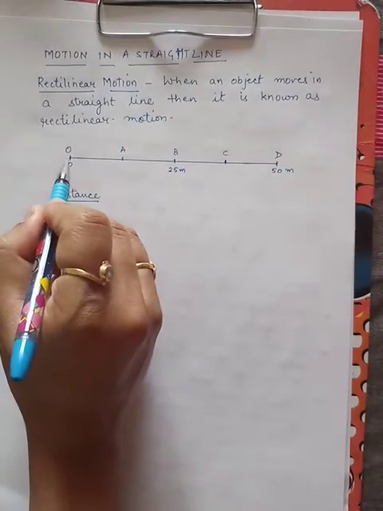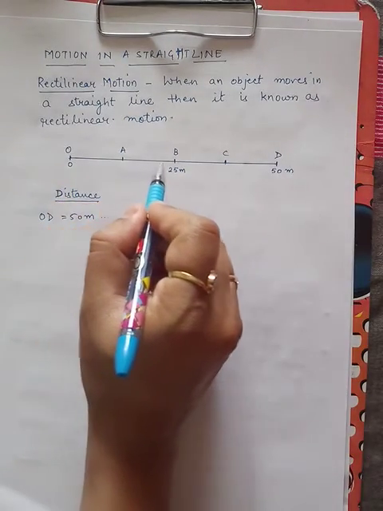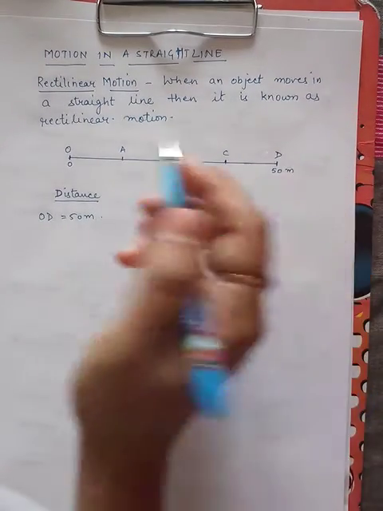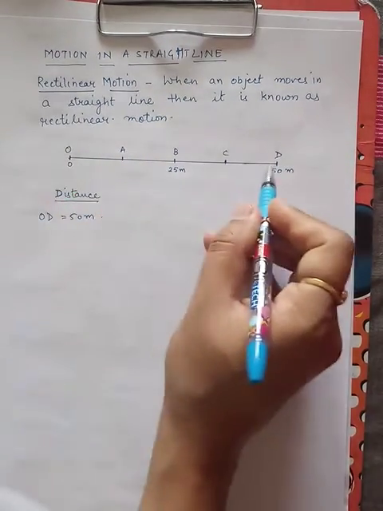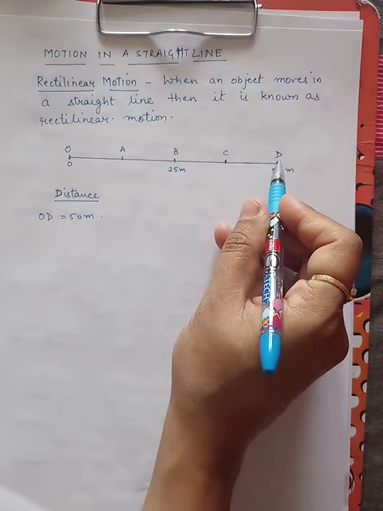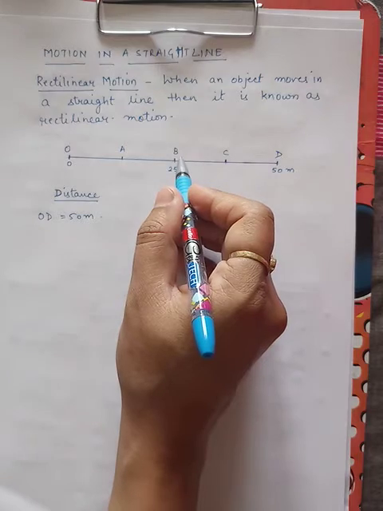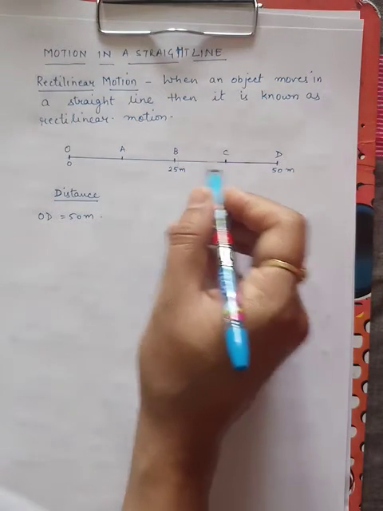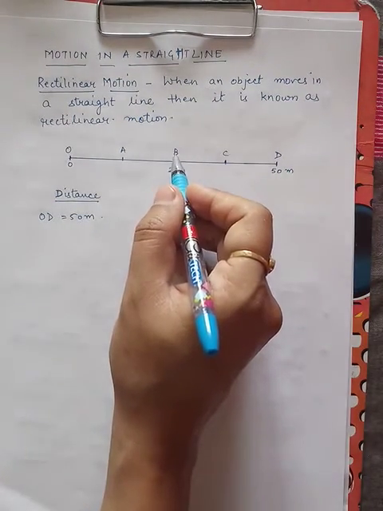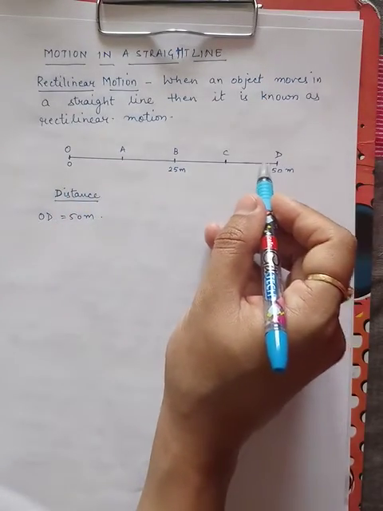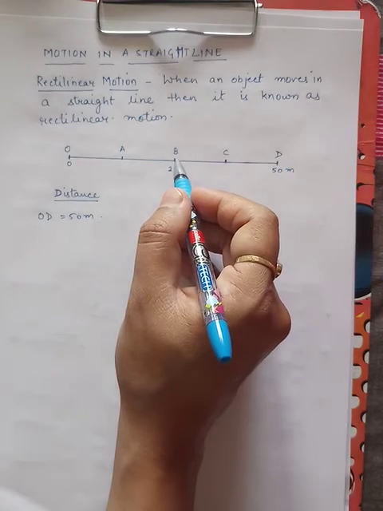If any object moves from O to B, then the distance covered is 25 meter. If any object goes from O to D, suppose, and then again it turns around and comes back, then what will happen? If it comes back till point B, then the distance will be added. This is 50 meter plus 25 meter. It must be added, right?